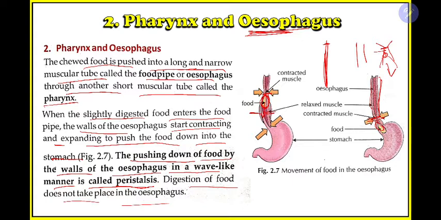Okay, this movement is known as peristalsis. But in this process we have seen that the food is just traveling from the mouth to the stomach, so no digestion is taking place over here. How is this traveling? By the movement, or the process, known as peristalsis. That is the movement of food by the contraction and relaxation of muscle.